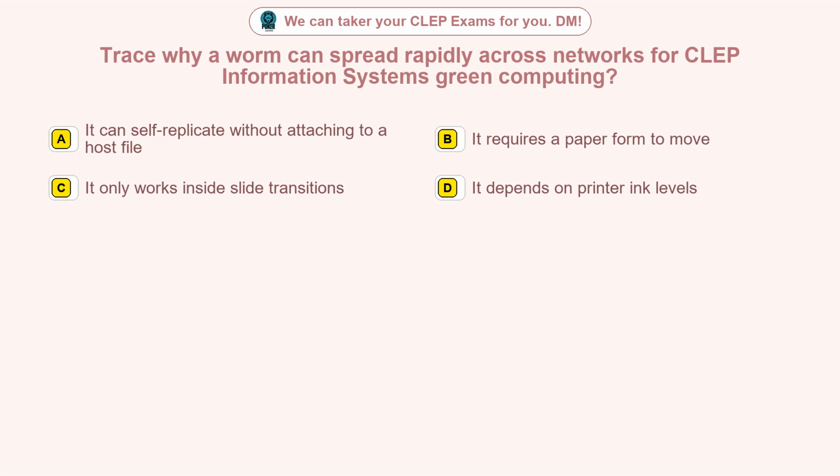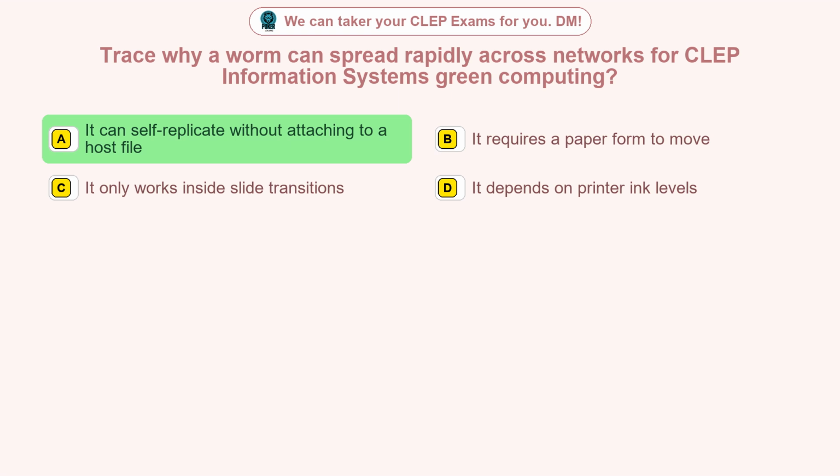Question 40. Trace why a worm can spread rapidly across networks for CLEP Information Systems green computing. Option A. It can self-replicate without attaching to a host file. Option B. It requires a paper form to move. Option C. It only works inside slide transitions. Option D. It depends on printer ink levels. The correct answer is option A.